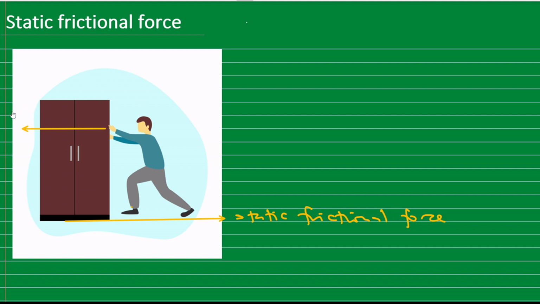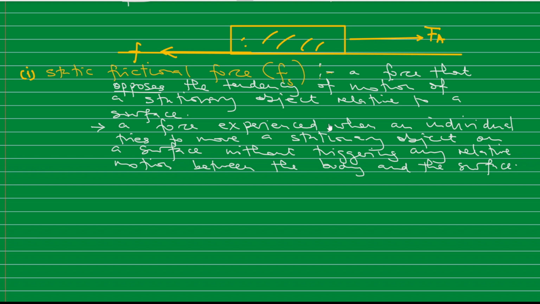So you are pushing, but the object remains stationary. You can't quite move the object. So that force which is resisting, or that force which is experienced when an individual tries to move an object but the object is not moving, is what we call static frictional force. So basically we are saying that there is a tendency to move the object, but the object is not quite moving.